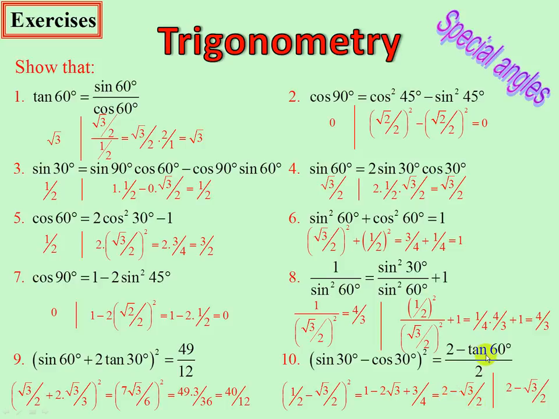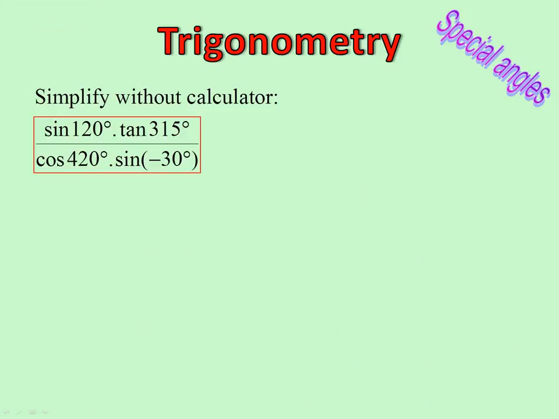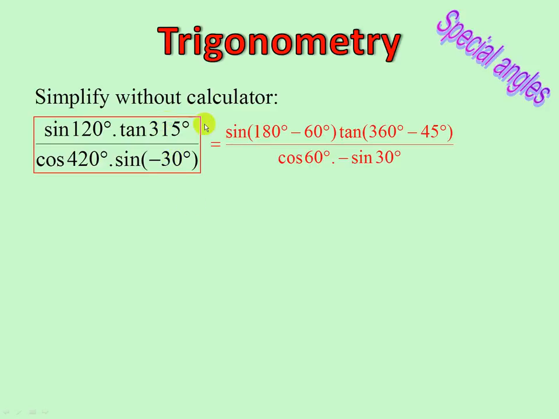And if we simplify the other side, we're actually going to get 2 minus, tan of 60 is root 3, so it'll be 2 minus root 3 all over 2. Right, without calculator. So remember, the first thing we're going to do is reduce these to first quadrant. So therefore, 360 minus, that's just you take a 360 off it, and sine of negative 30, fourth quadrant, where sine is negative.